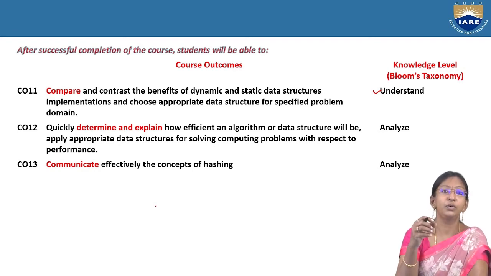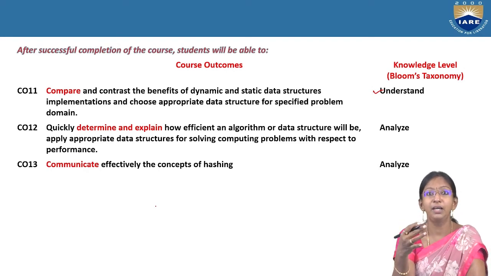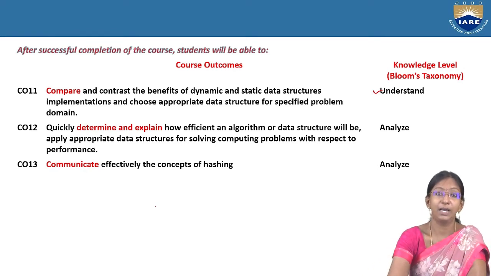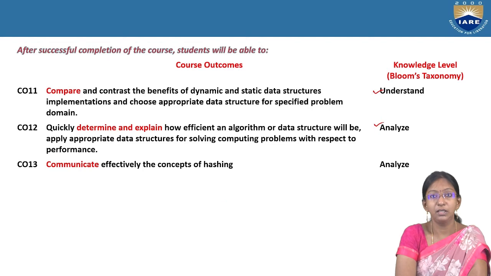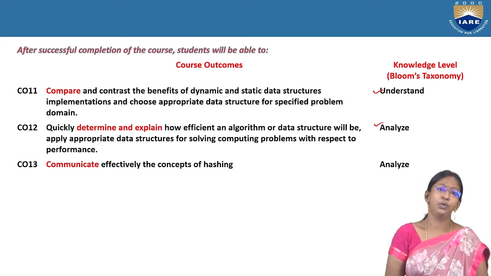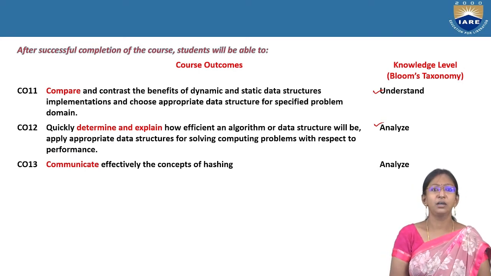As I said, once you cover all the 11 outcomes, once the 11 outcomes are in your grip, it will be a piece of cake for you to achieve outcome number 12, right? That is to analyze the things and take a proper decision. Next, the last but not the least one is to effectively choose the concepts of hashing and collision handling. Hashing is a concept which you are going to learn at the end.